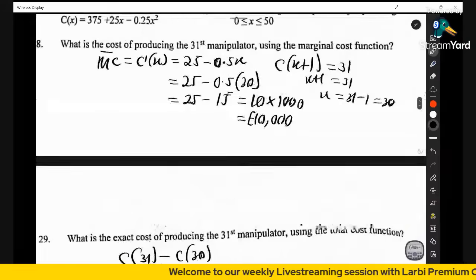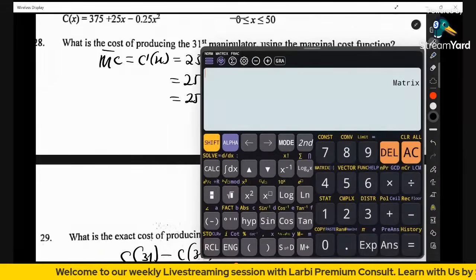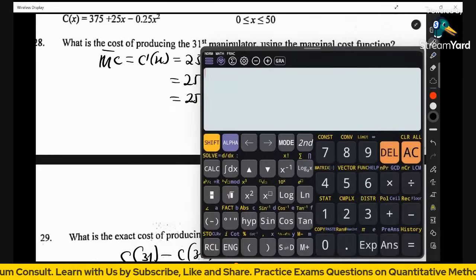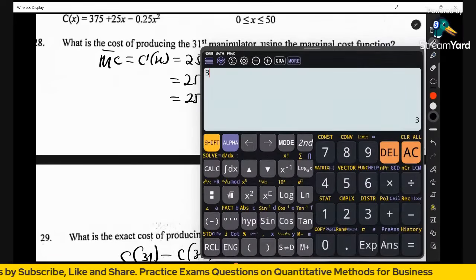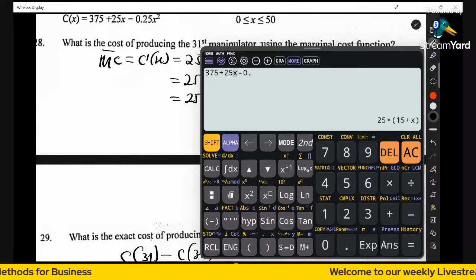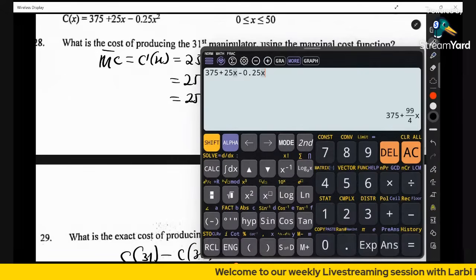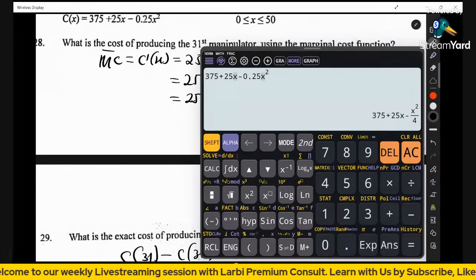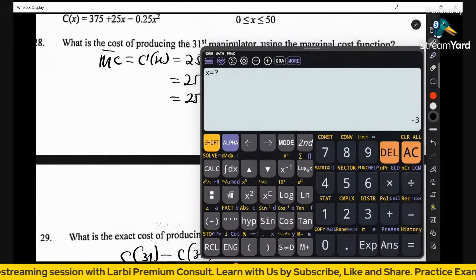So here, this is what I always do. You pick your calculator. Okay, let's go back to our normal mode. Let's see, what is my mode? Yeah, so normal mode. I'll get this function on my calculator: 375 plus 25x minus 0.25x squared. Once I get this on my calculator, you just have to press solve. When you press solve, you get a question mark, or you get s equal to question mark, depending on the calculator.